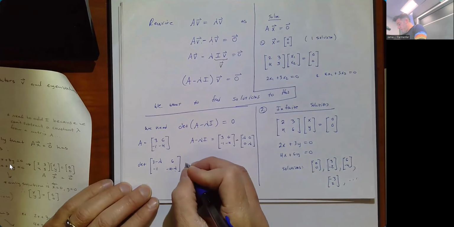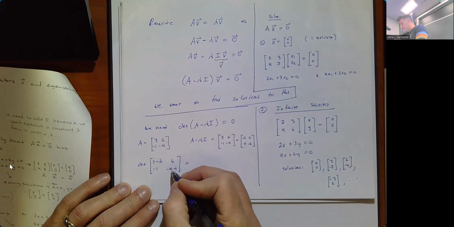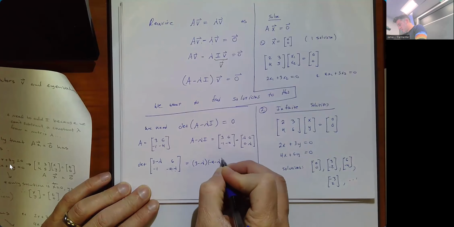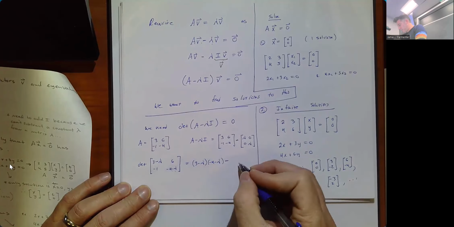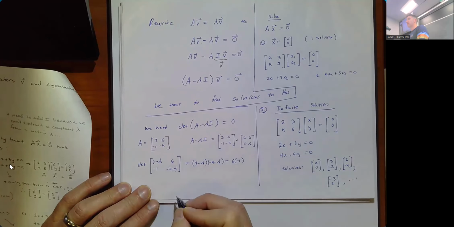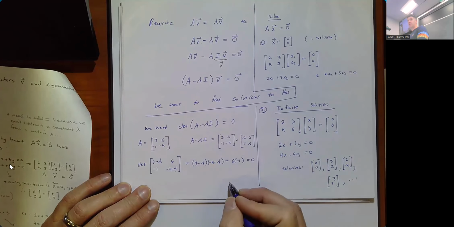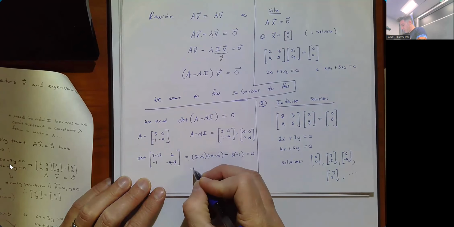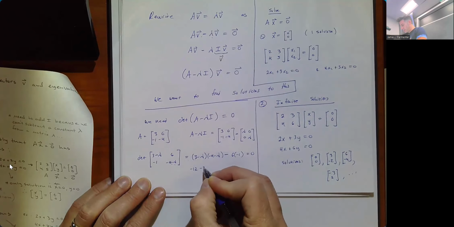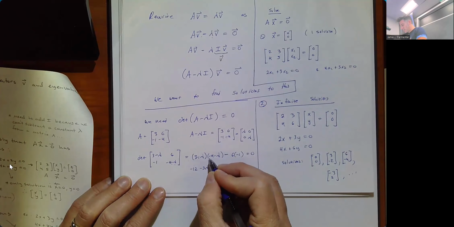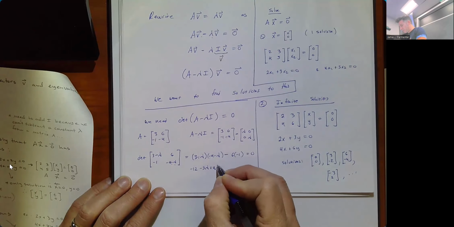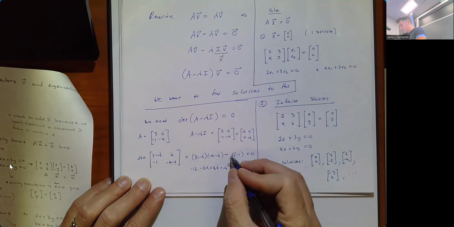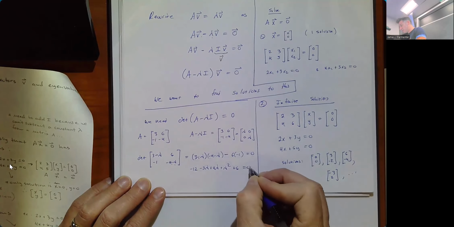So the determinant is going to be 3 minus lambda times negative 4 minus lambda, minus 6 times negative 1. And we're going to set that equal to 0. Okay, let's multiply it out. 3 times negative 4 is negative 12. 3 times negative lambda is minus 3 lambda. Negative lambda times negative 4 is plus 4 lambda, minus lambda times minus lambda is plus lambda squared, and minus 6 times minus 1 is plus 6.